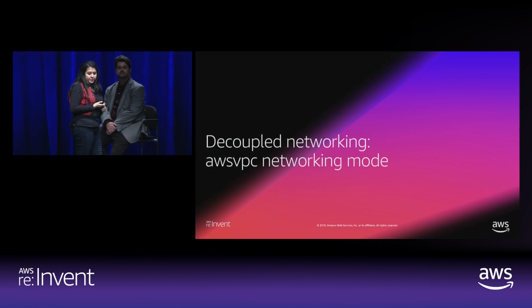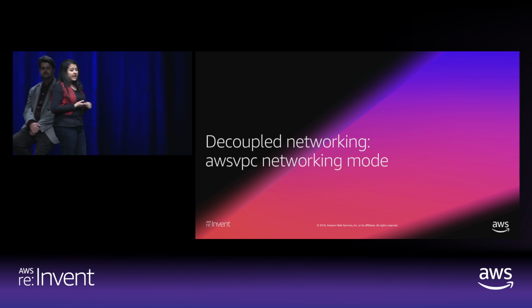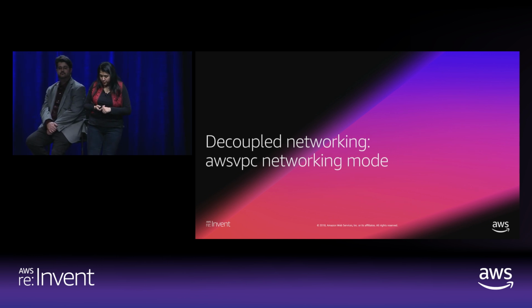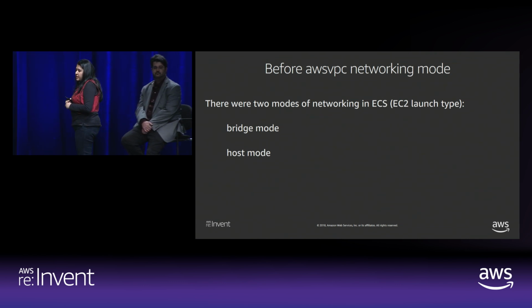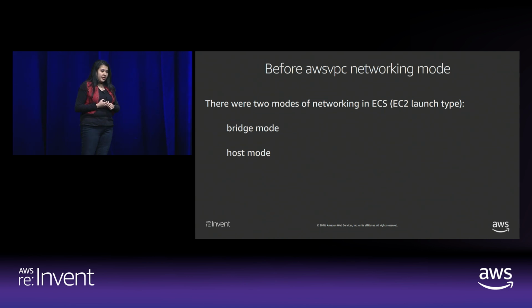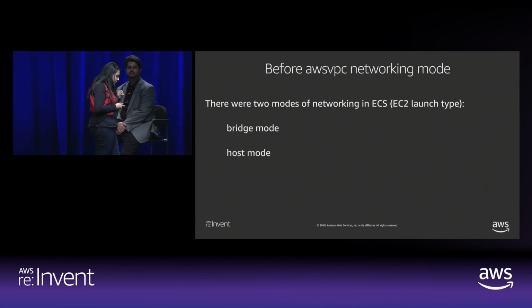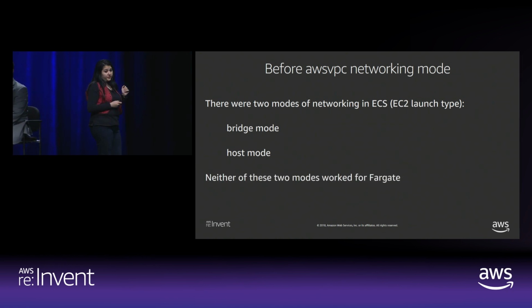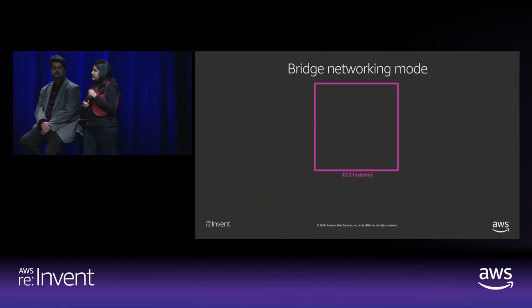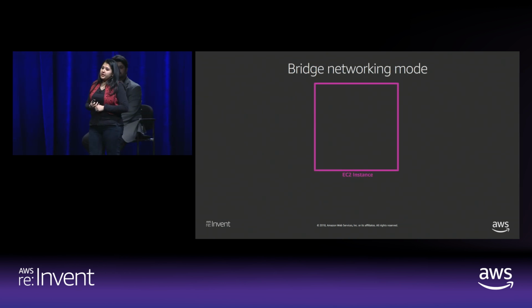So let's start with the first one, decoupled networking via the AWS VPC networking mode. Now, before we had AWS VPC networking mode, there were two networking modes of operation in the EC2 launch type of ECS: bridge and host networking mode. We took a good look at these, and we decided that this was not a good fit for Fargate. Let's see why that was the case. Starting with bridge networking mode.